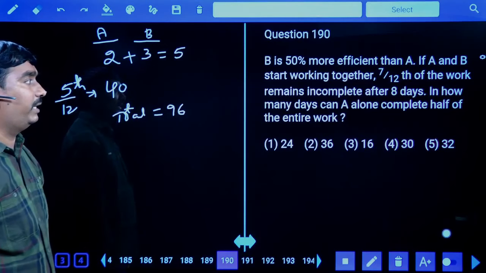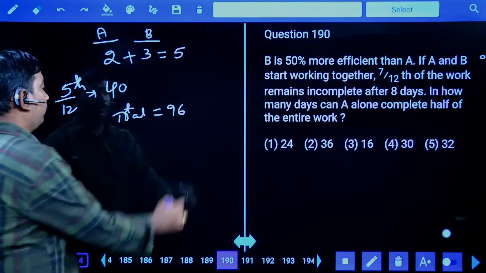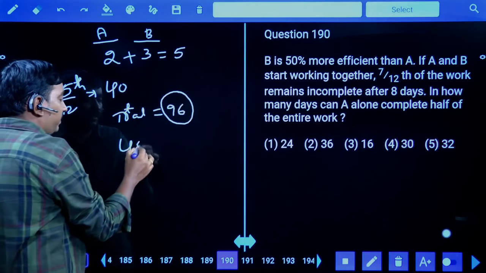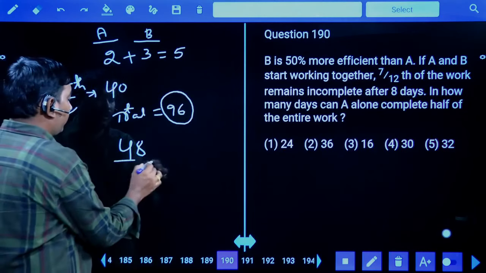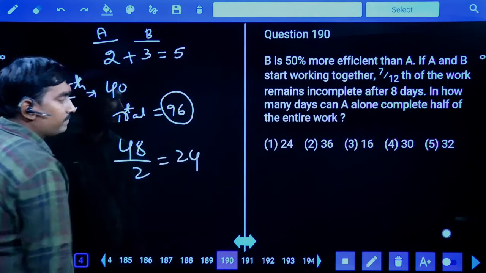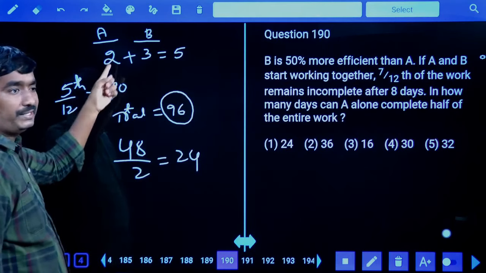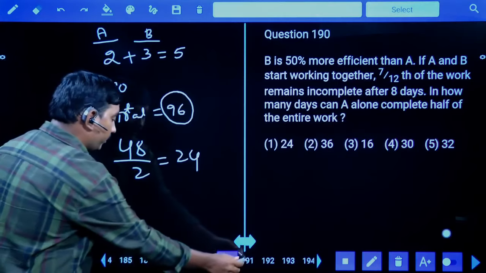How many days will A alone take to complete half of the work? Total work is 96 units. Half of the work means 48 units. In 1 day, A can do 2 units. Then 48 units take 24 days.